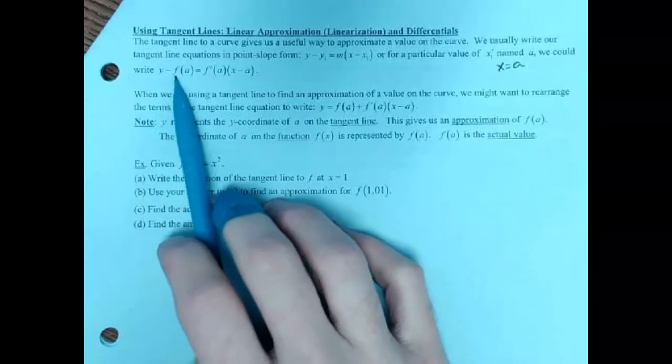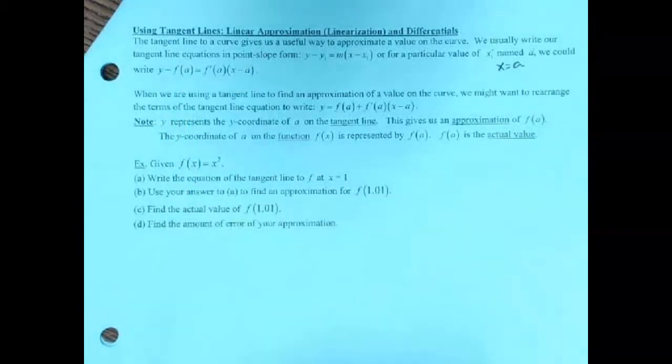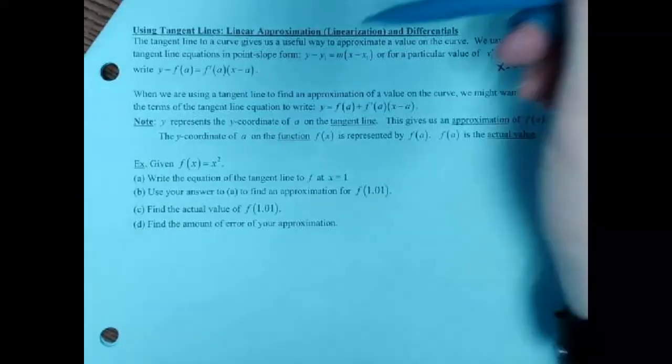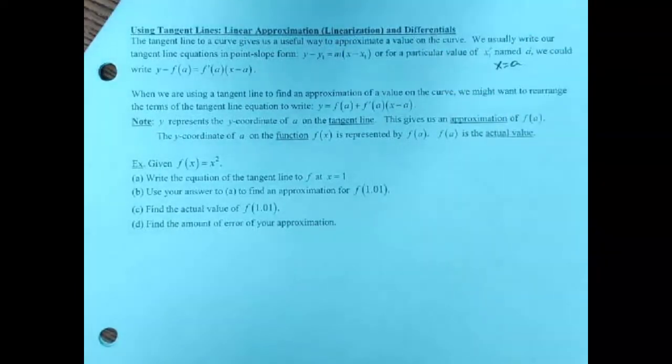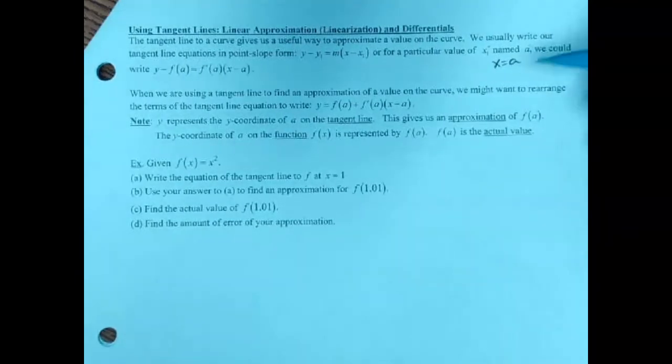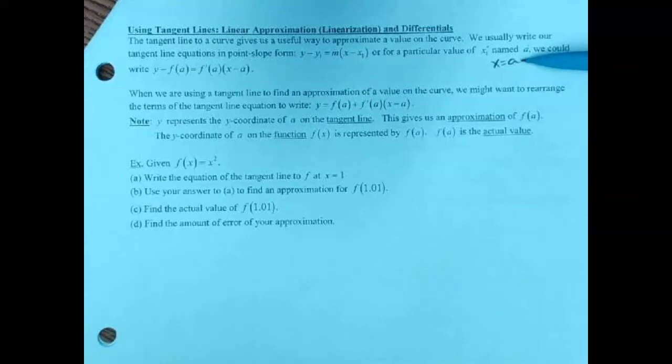So f of a, that just means the y value, which comes from plugging in your given x into the original. And then I know the m value, the slope of the graph at that point, aka the instantaneous rate of change, aka the derivative. That's going to come from taking the derivative of your function and then plugging your a value into the derivative.